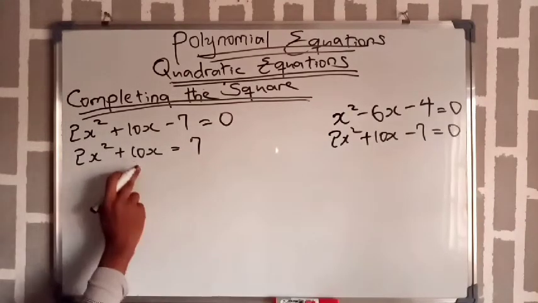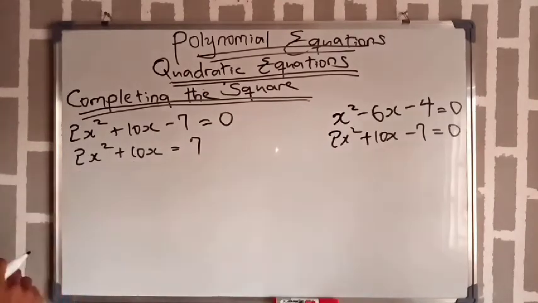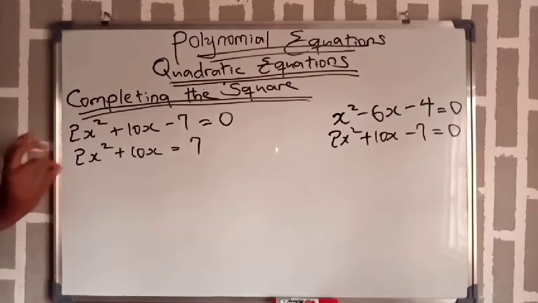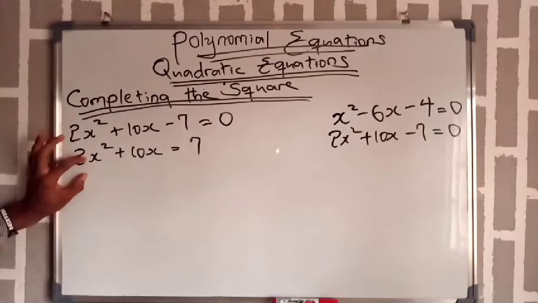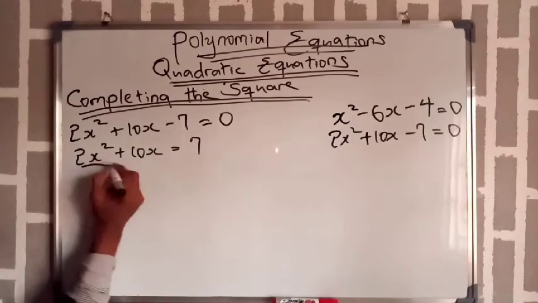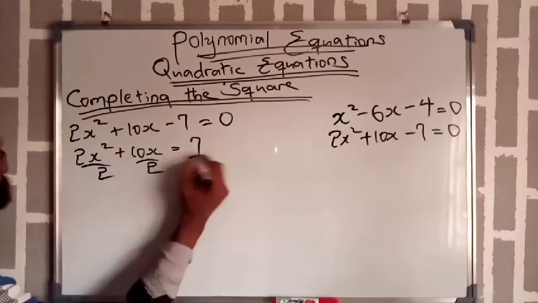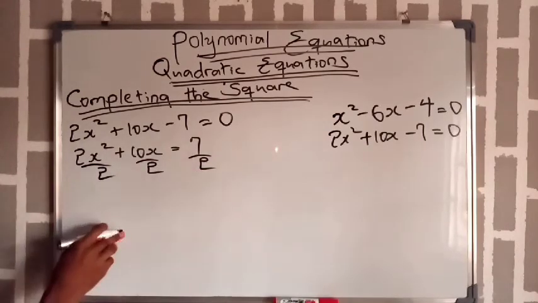Then we divide this and square it up. Okay, before you do that, you have to make sure the coefficient of x squared is 1. Before you solve, you have to make sure the coefficient is 1. So let's divide all sides by 2. Dividing all sides by 2.